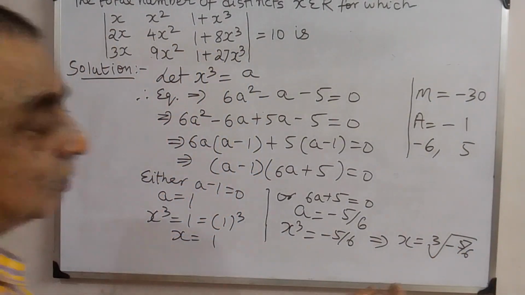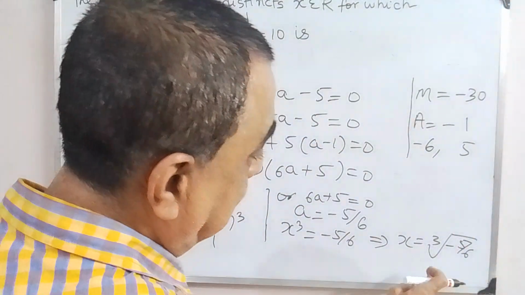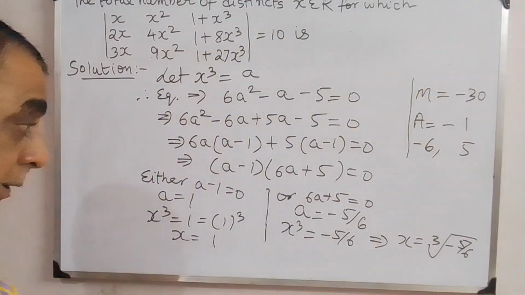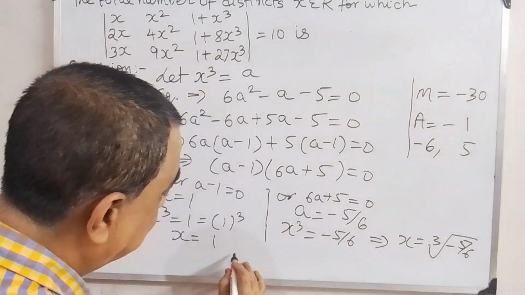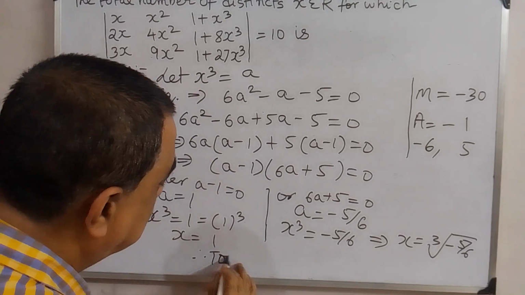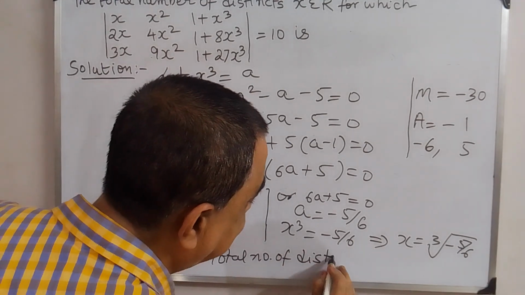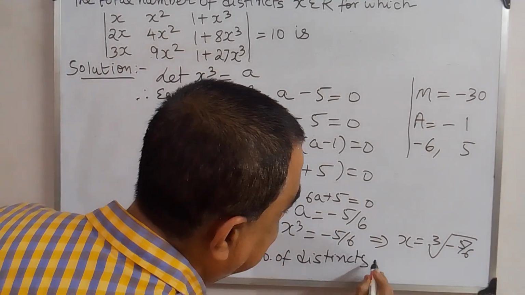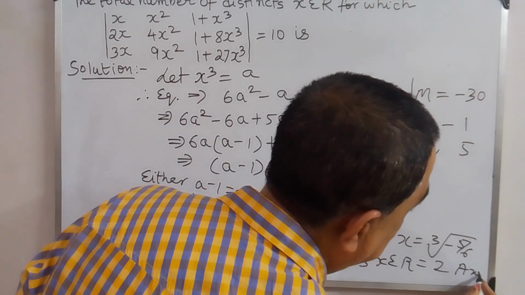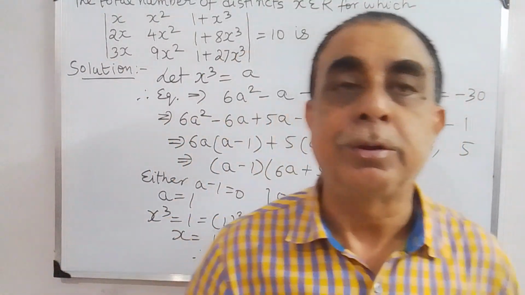This is also a real number. So how many values of x, which are elements of the real numbers, have we got by solving this equation? We have got two real values of x. So the total number of distinct x belonging to R we have got is equal to 2. So the answer is 2.